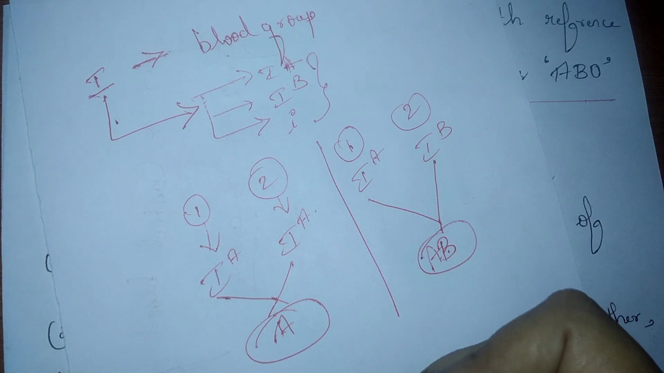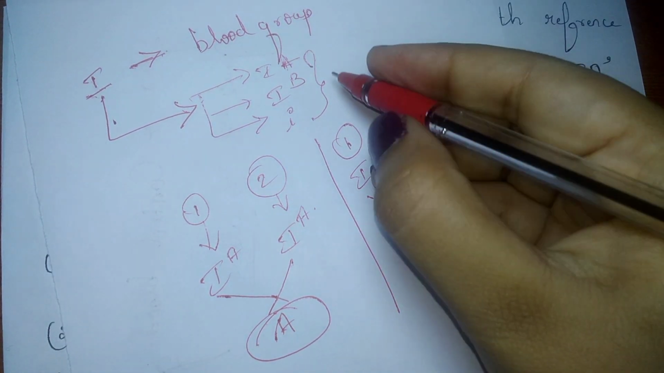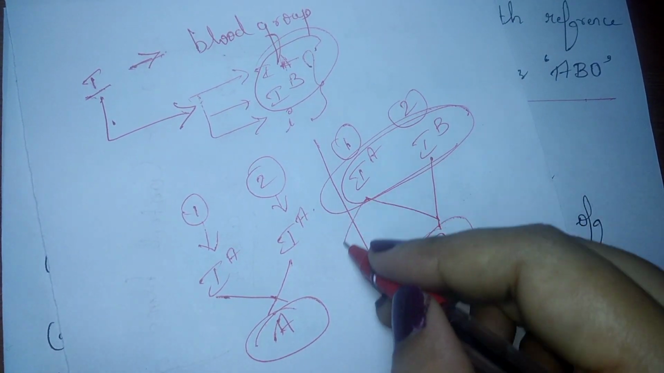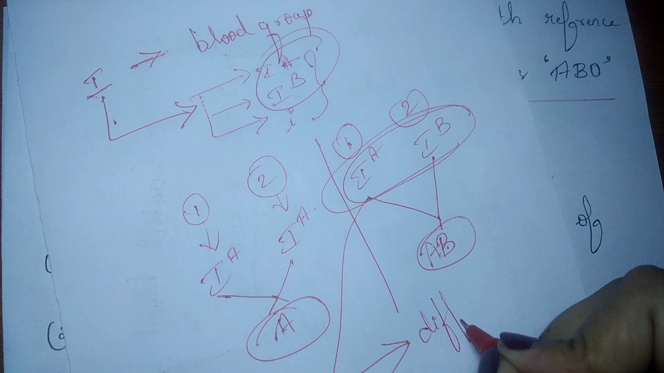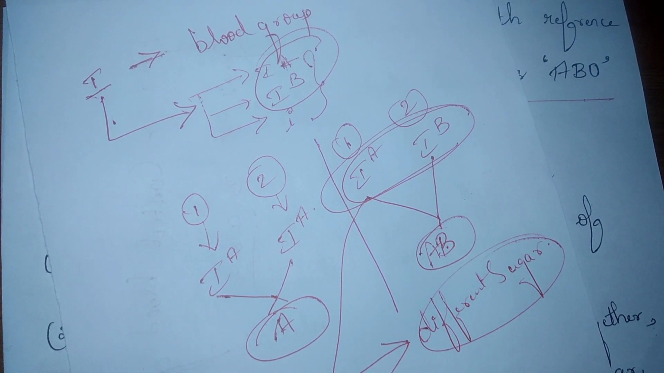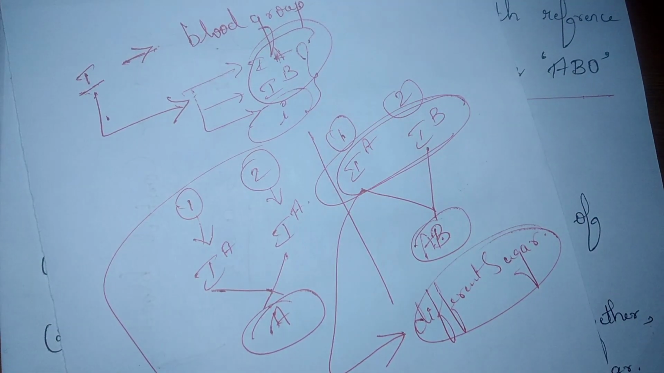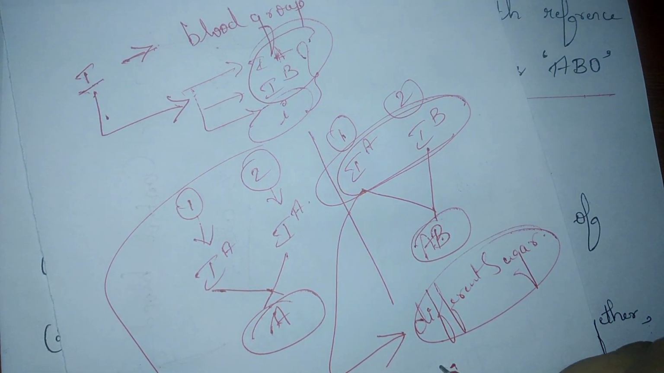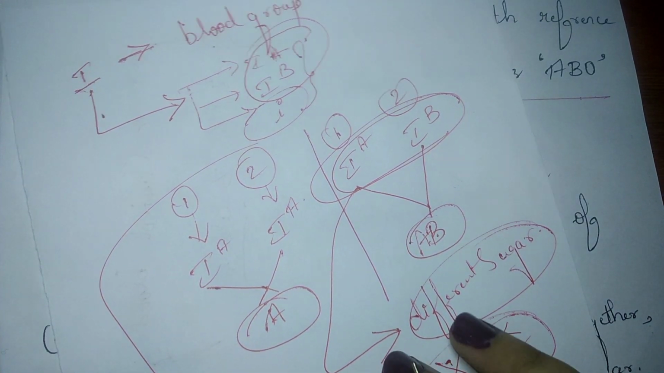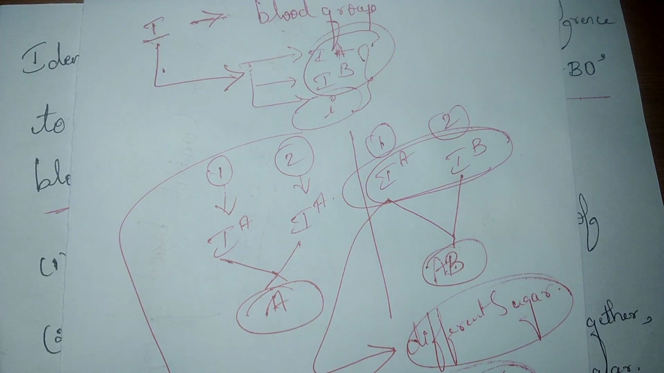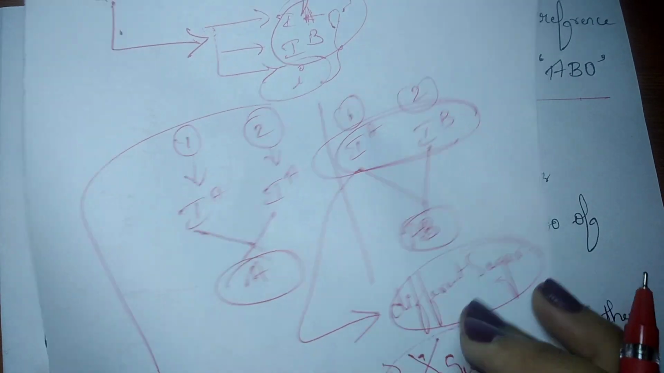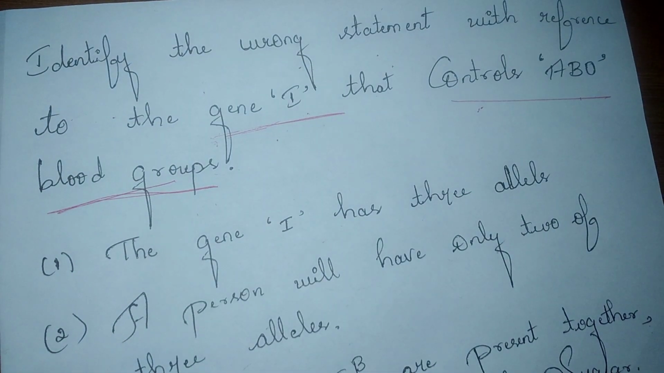In addition to this, the alleles IA and IB, even if these two are present together, are responsible for producing different kinds of sugar, and the allele small i will not produce any sugar. So these are the things we need to know about the gene I before going to read the statements. Now let us read the statements they have given, and let us choose the wrong statement.